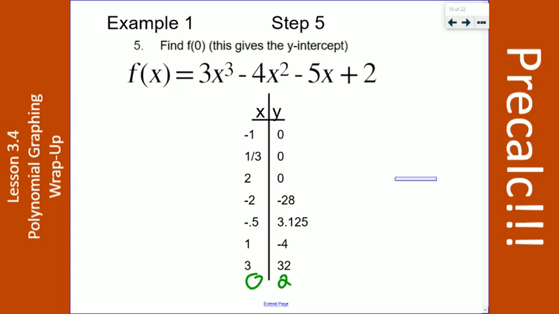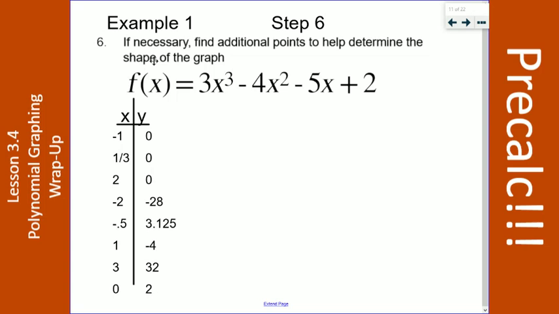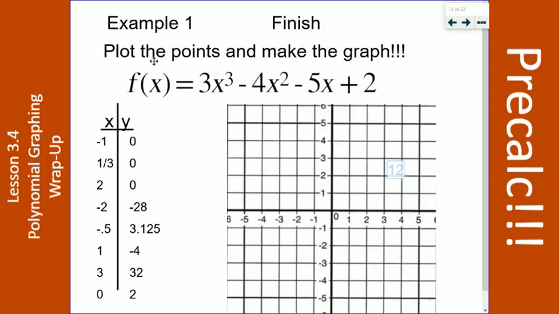Now, step 6, we need to find additional points to help determine the shape of the graph. I'll leave that up to you, but I'm pretty happy with this set of points. If you want to pick more, feel free to pick a bunch on those intervals. With those points that we are happy with, let's plot the points and actually make the graph.